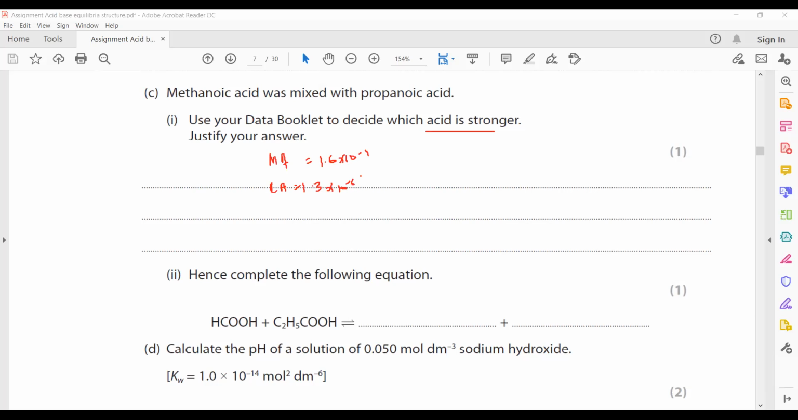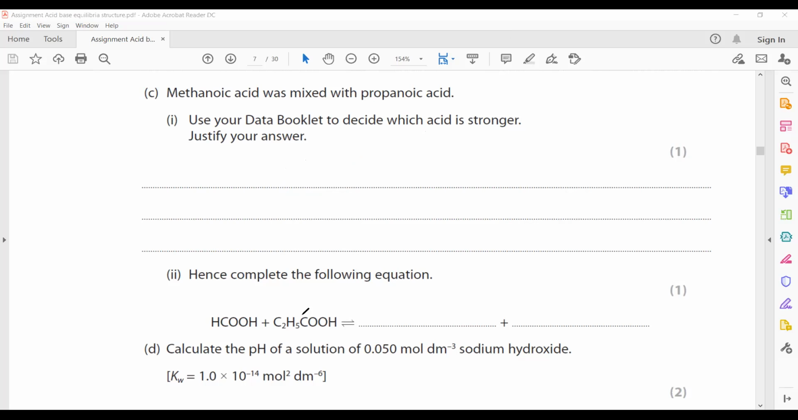So which one is a strong acid? Methanoic acid is 1.6 × 10^-4, propanoic acid is 1.3 × 10^-5. Which one is the stronger acid? So methanoic acid is the strong acid.